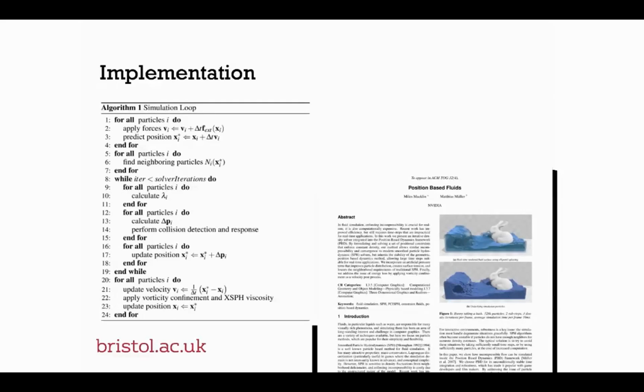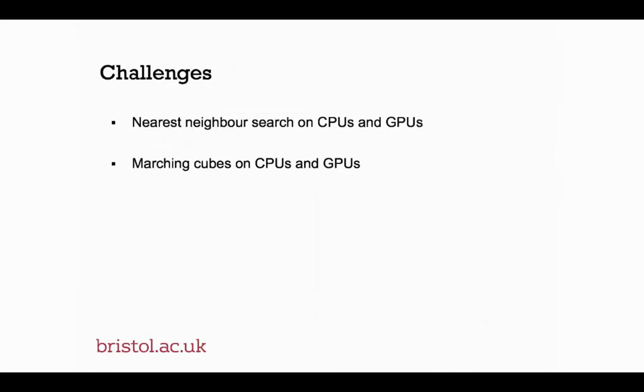To create a 3D surface from the fluid point cloud that we just created, we'll be using the tried and tested marching cubes method. The main challenges are as follows. We need to implement a fast nearest neighbor search that runs well on both CPUs and GPUs. We also need to implement marching cubes on both CPUs and GPUs as well. To implement all these in a productive manner, we require the underlying framework or language to be expressive.